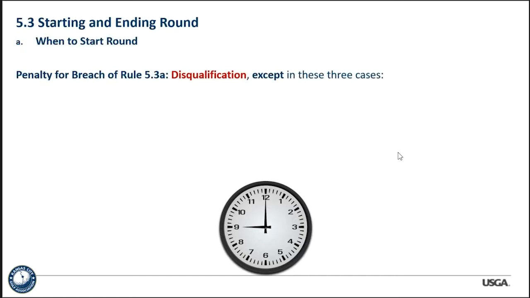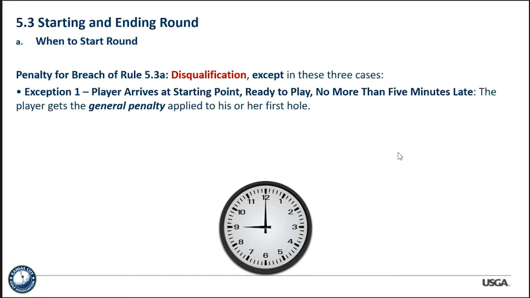Okay, so if you miss your starting time, you're DQ'd. There are 3 exceptions to this. Most of us know these exceptions. The 5-minute rule: the player arrives at the starting point ready to play no more than 5 minutes late. The player gets the general penalty: loss of hole in match play, 2 strokes in stroke play. So you show up at 9:03, ready to go. You still get to play golf, but you're going to start with your 3rd stroke from the first tee.